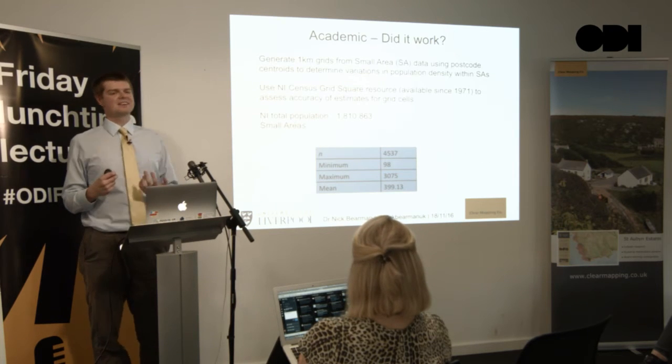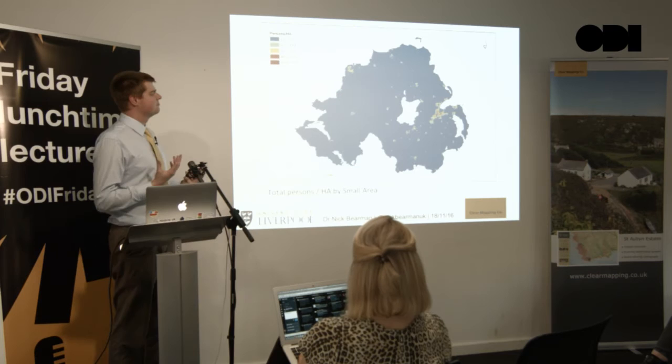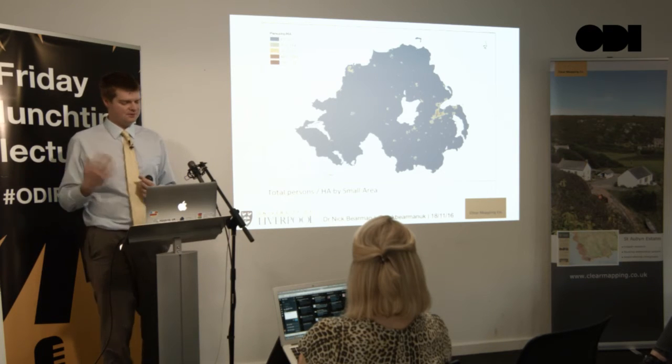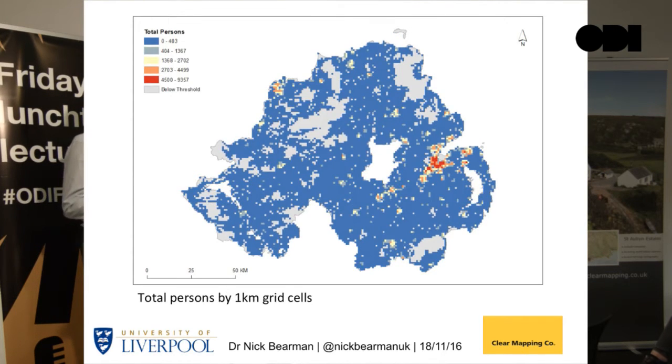Northern Ireland, they structure the census a little bit differently. They have things called small areas rather than output areas. So total population 1.8 million, and they've got 4,500 of these small areas. So this is the population density, total persons per hectare by small area. And then this is their gridded output, so what the census data tell us from Northern Ireland.